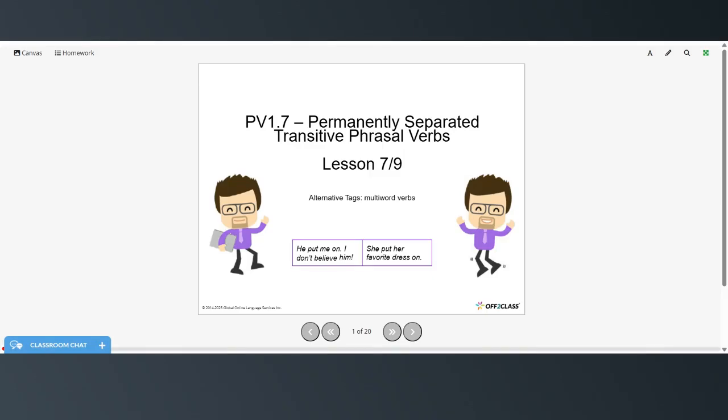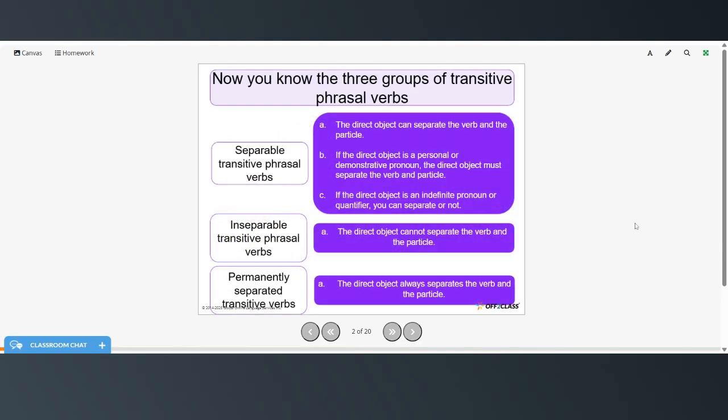This is a B1 level grammar lesson, and today we're going to be talking about permanently separated transitive phrasal verbs. Now if you've watched the videos up until this point in this playlist, you know the three groups of transitive phrasal verbs. You have separable transitive phrasal verbs, where the direct object can separate the verb and the particle.